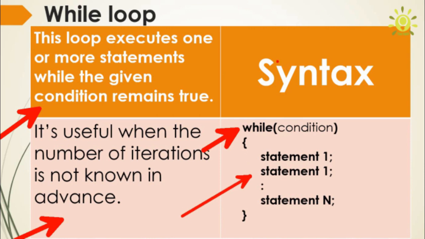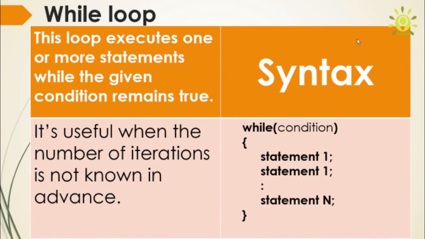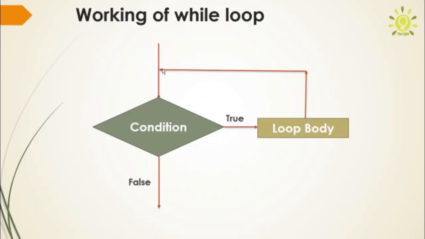Now, the working of the while loop. First of all, the condition will be evaluated. If the condition becomes true, then control moves into the body of the loop and executes all the statements. After executing all the statements, control again moves to the top of the loop, and the condition will be checked again. If the condition becomes false, then control exits the loop body.